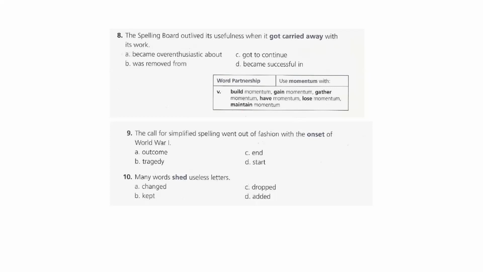Nine, the call for simplified spelling went out of fashion with the onset of World War I. Outcome, tragedy, and start. To remember the right onset, write your answer with the equal sign, then you pick one of these words or make up your own. Onset means sausage, okay? Might not be correct, but it's the format. And ten, the last one in this group of vocabulary in context. Many words shed useless letters: changed, kept, dropped, added. Okay.